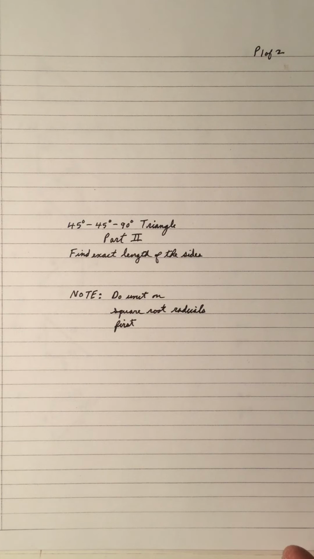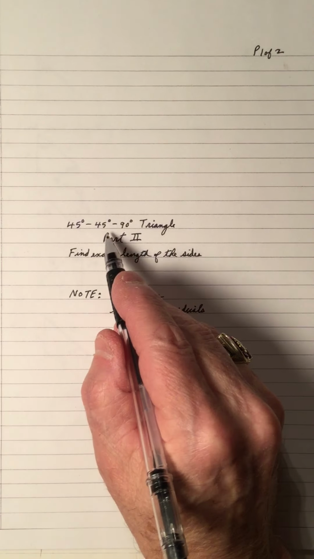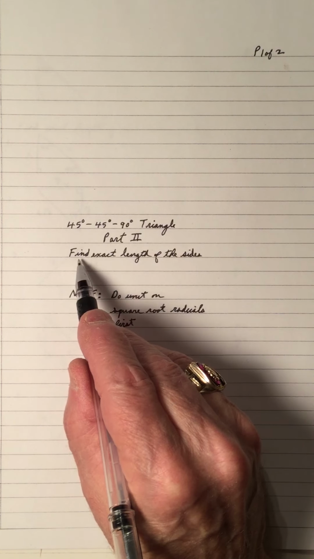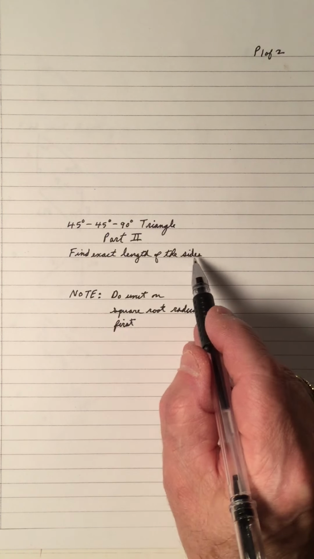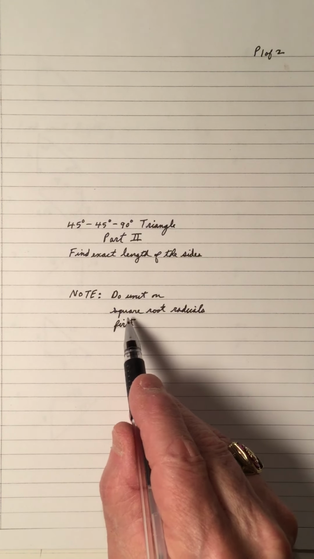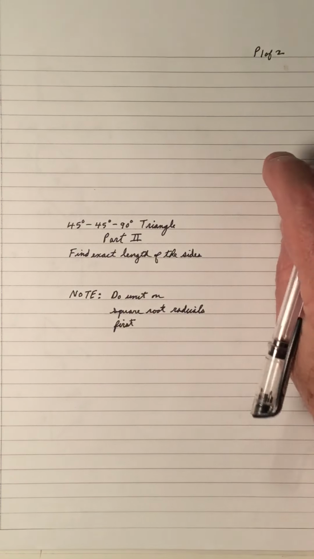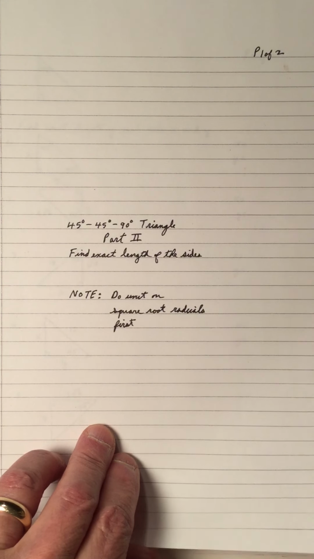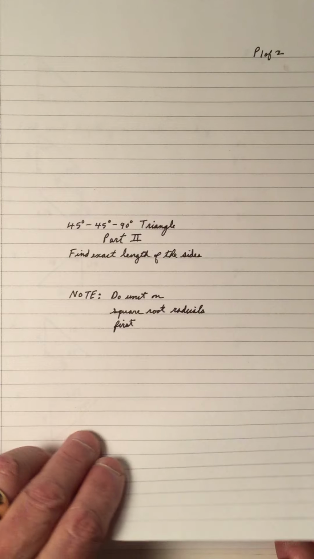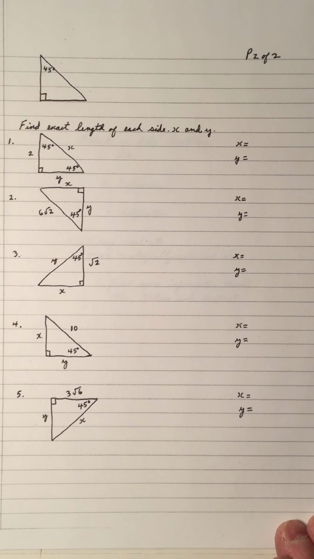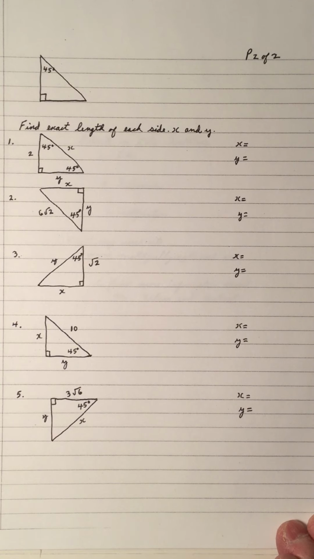Hi, welcome to my video on the 45, 45, 90 right triangle, part 2, which is find the exact length of the sides. And note, do the unit on square root radicals first, because when you have the square root radicals done, it makes this trigonometry of the angles much easier to work out.